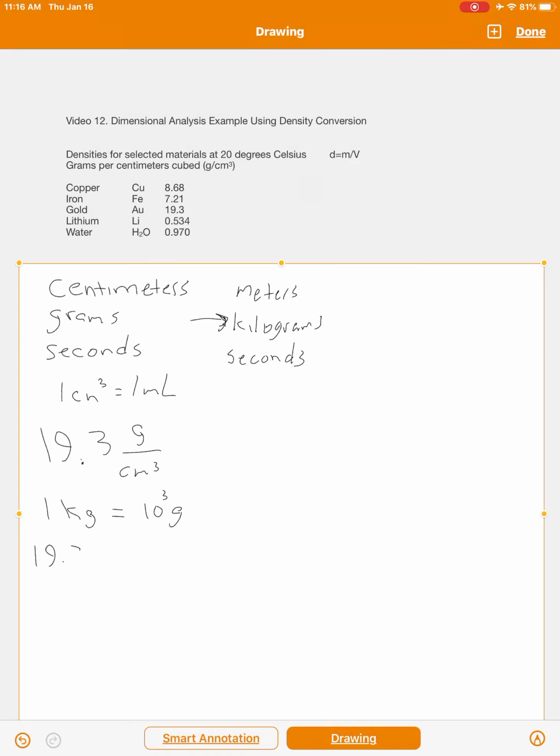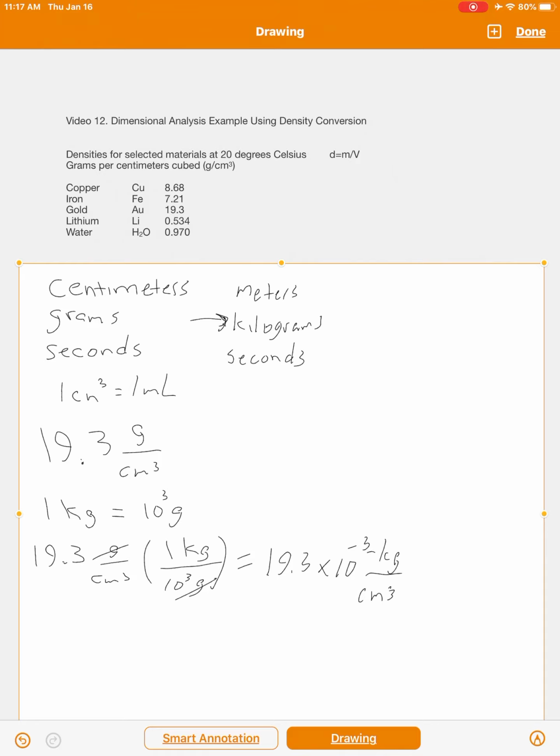So 19.3 grams per centimeter cubed. And then we're going to convert this to kilograms. So 1 kilogram divided by 10 to the 3 grams. And so that is going to get rid of the grams, and we'll now have kilograms per centimeter cubed. So 19.3 divided by 10 to the 3 is the same as 19.3 times 10 to the minus 3. And this is kilograms per centimeter cubed.